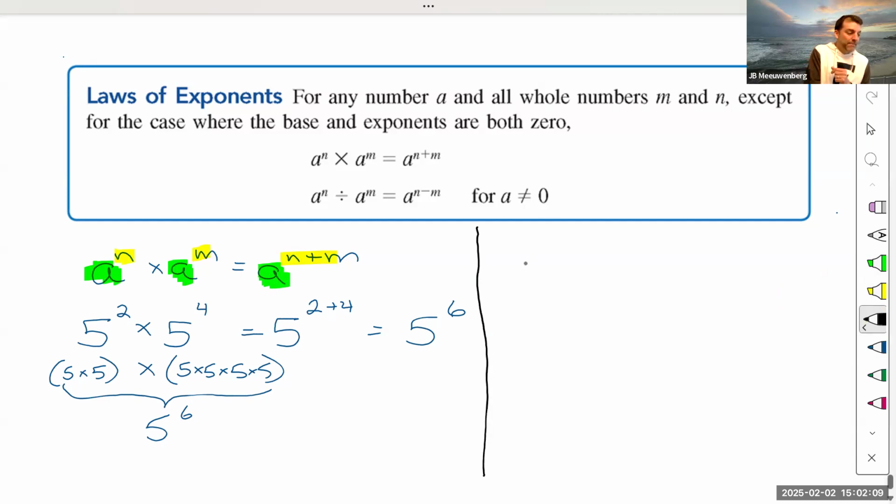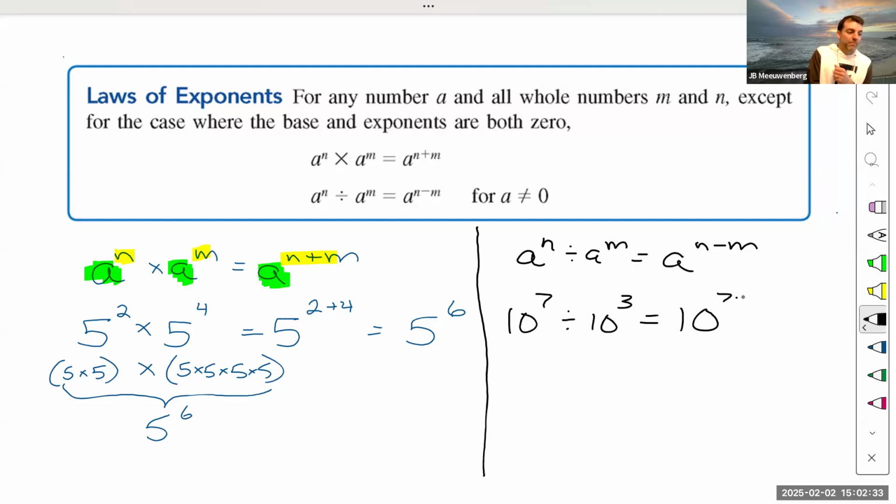If we are dividing a to the n divided by a to the m, then we're going to subtract: a to the n minus m. That might look like 10 to the 7th divided by 10 to the 3rd. That would be equal to 10 to the 7 minus 3, which is 10 to the 4th. So this division can be done by just subtracting the exponents to get a new single exponent.